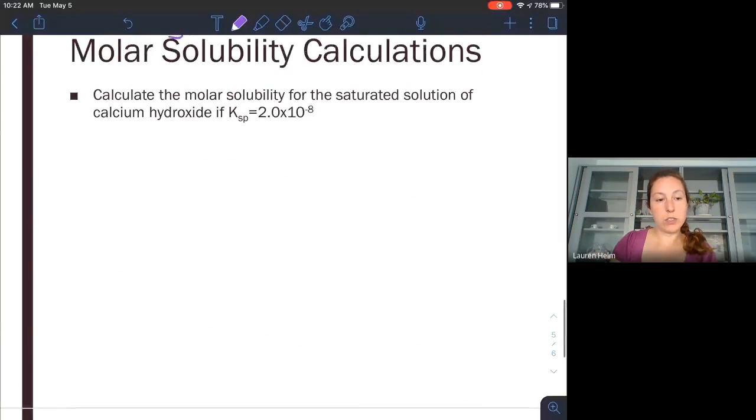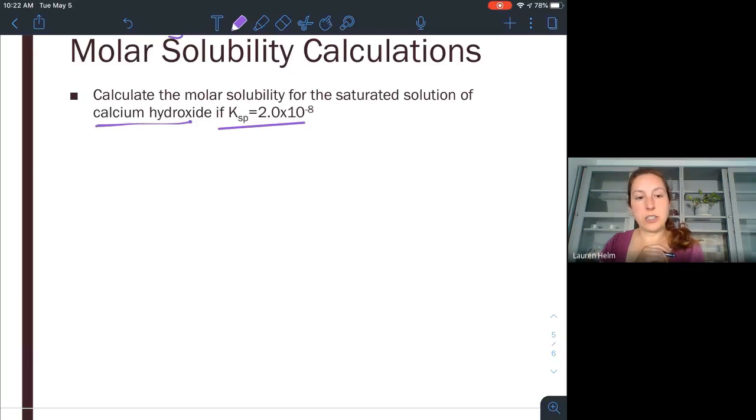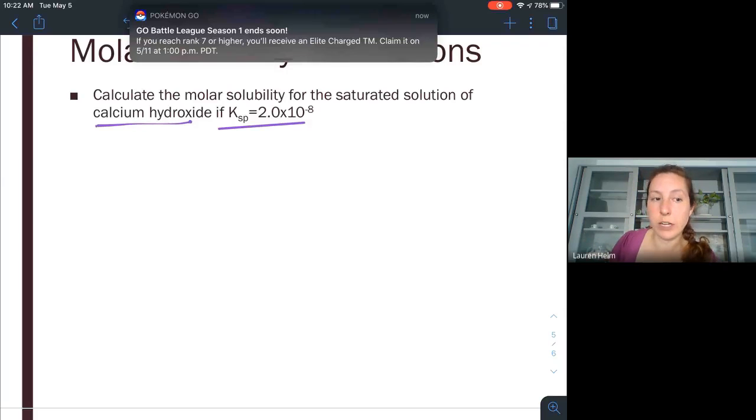In this one, we want to determine the molar solubility. So we're given the equilibrium constant, and we're told the nature of our saturated solution, and we're going to solve for the molar solubility. So first thing, let's write our reaction.